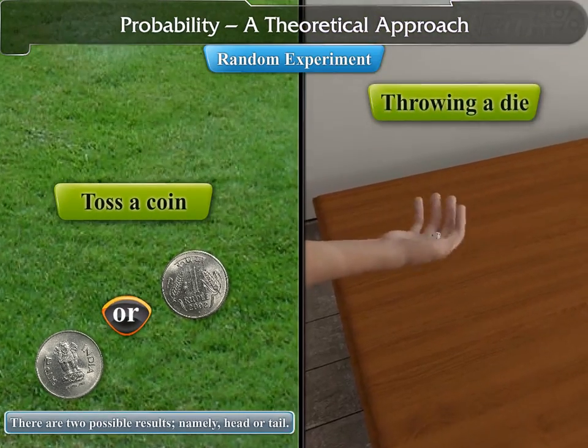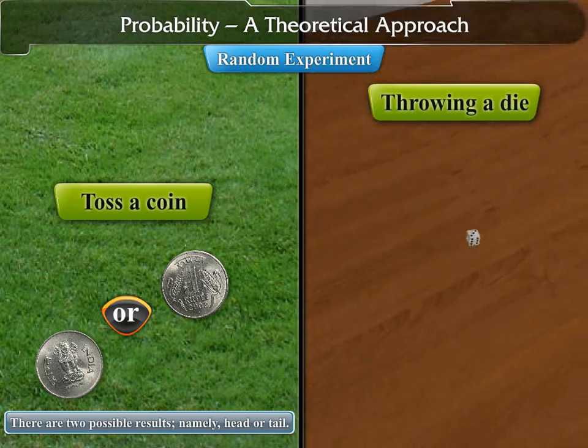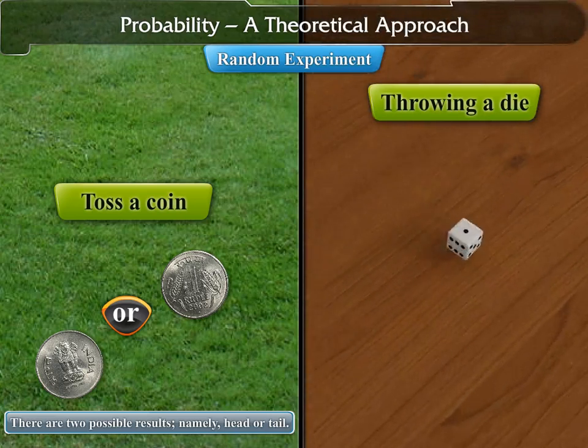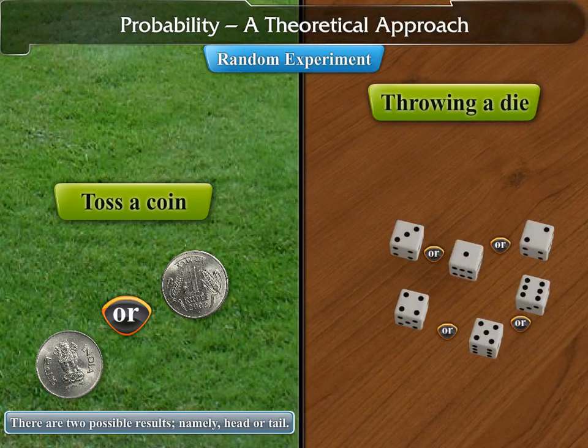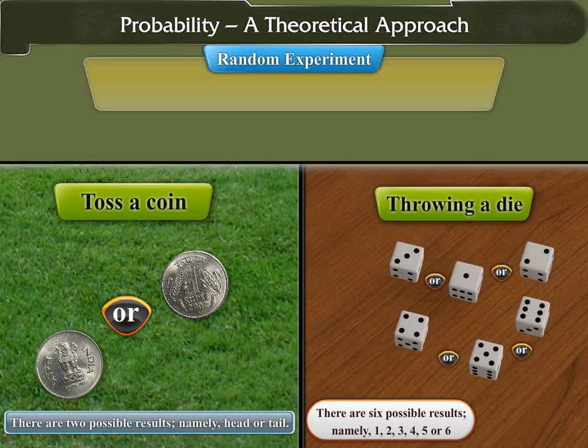Now, throw a die. Can you predict the number that appears at the top surface? No, it's not possible. Any number that is 1, 2, 3, 4, 5 or 6 can appear at the top surface. This means there are 6 possible results. Such types of experiments are called random experiments.